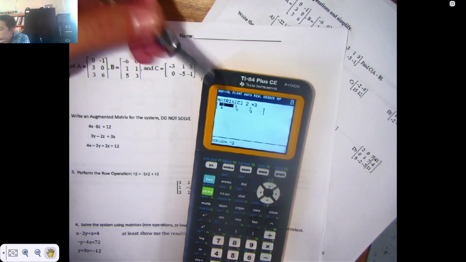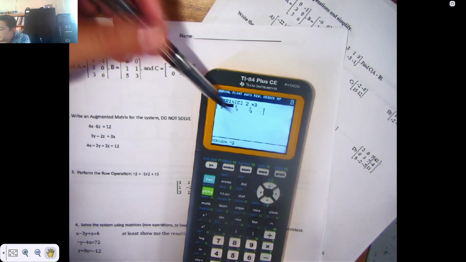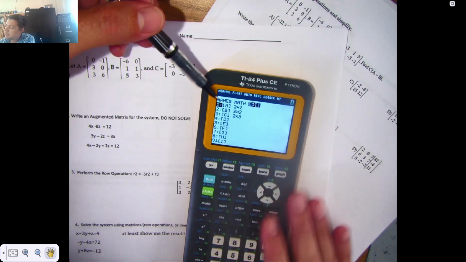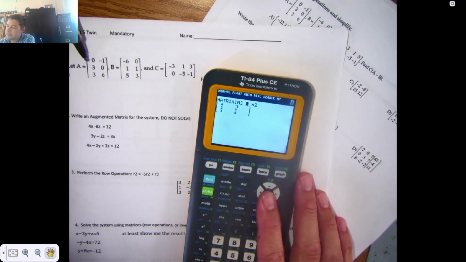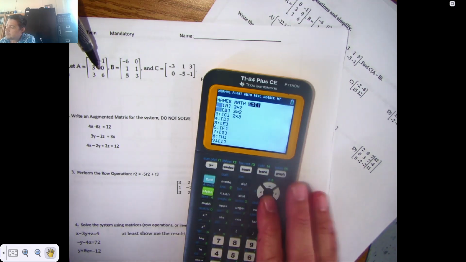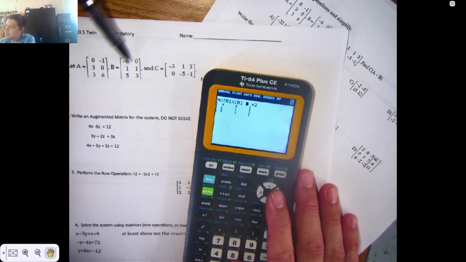Now, one thing I should have done was checked. I'm trying to not spend all day on this. It's parent-teacher conference, and I don't have any idea how much time I've got here before the next parent. I'm just checking my matrices.